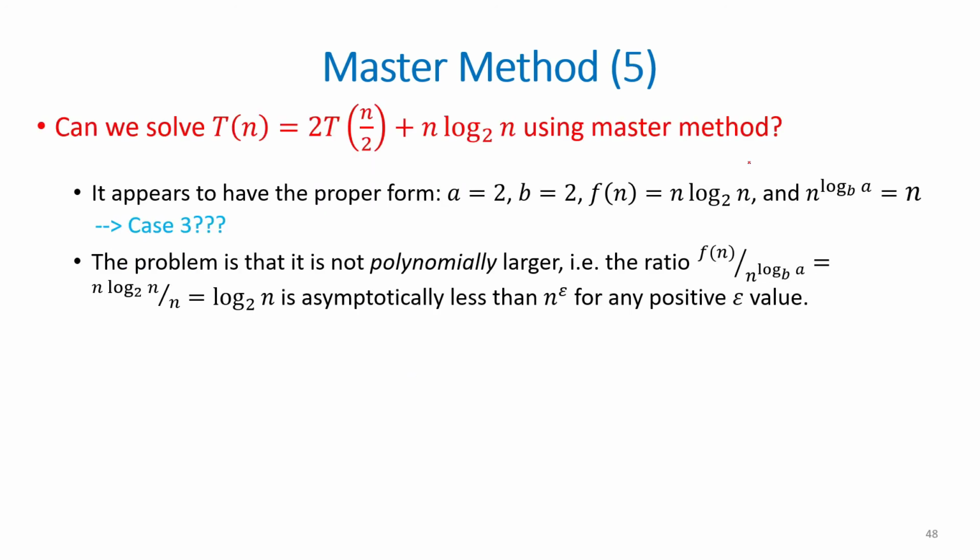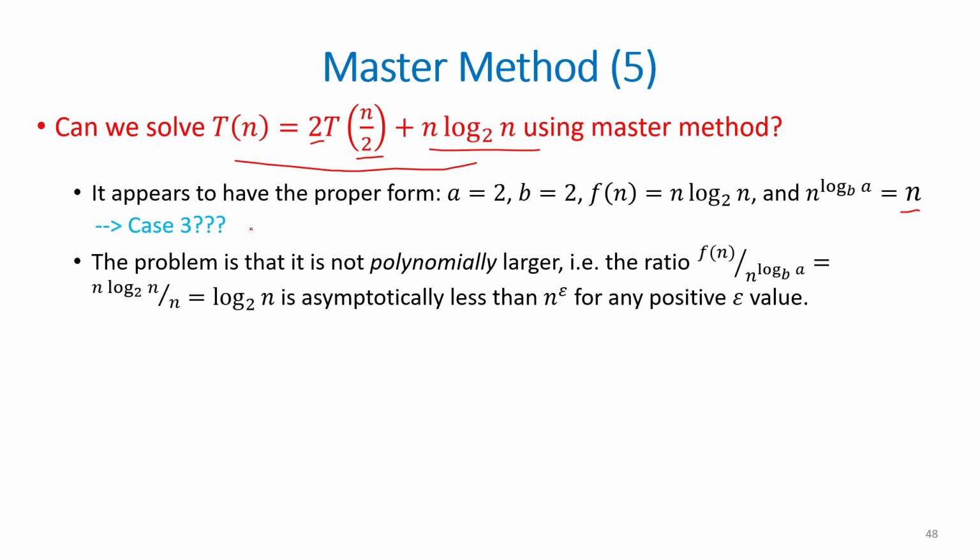Now let's take a look at this final example. Over here we see that we have an equation which is of the form that can be solved using the master method. Over here a is 2, b is 2, and f of n is n log n. So when we plug in the values of a and b into n to the power log base b of a, we would get n. If we follow the master rule, we see that this could be satisfied using case 3. But is it actually the case?